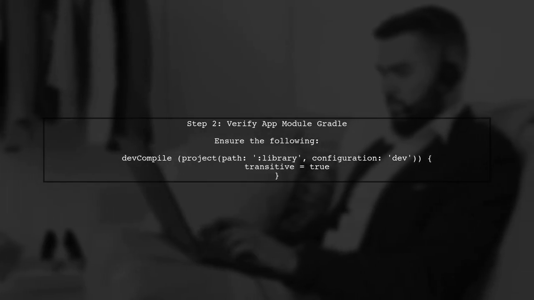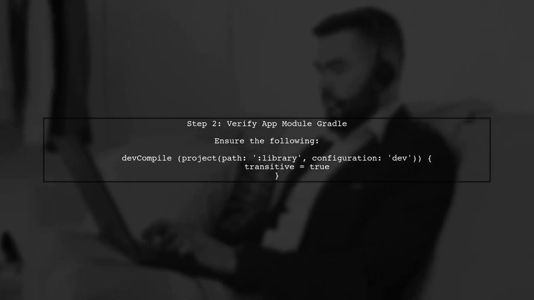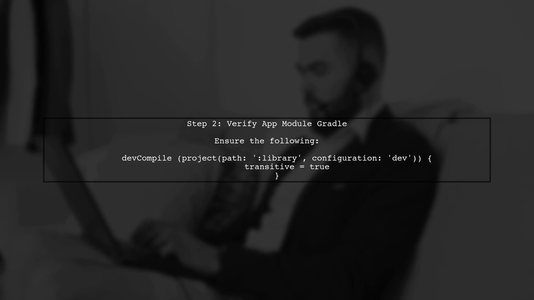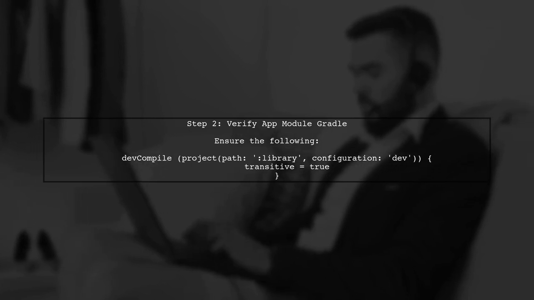Next, verify that your app module's build.gradle file correctly references the library module's configurations. Make sure that the dev compile configuration is pointing to the correct library configuration.